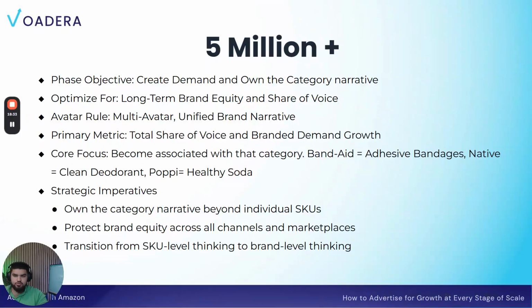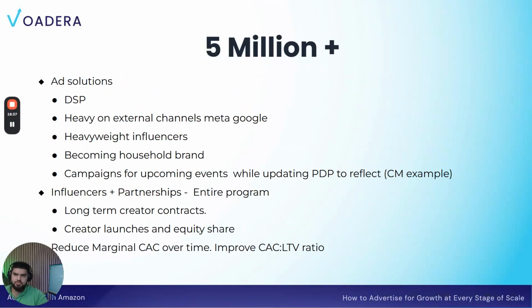And you move from SKU level thinking, obviously, to brand level thinking. This also happens a little bit before, but obviously here it becomes a nest. So ad solutions, this is where you go in off Amazon. DSP obviously becomes much more relevant here. External channels, Meta, Google, because at a certain point, the current ad solution, sponsored product, just becomes inefficient. You're spending so much, you're not getting the return for it. So you have to think, where's your next dollar going to be most efficient? That could be DSP, that could be Meta, Google.